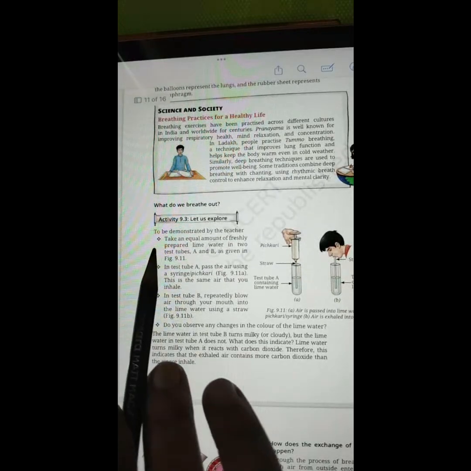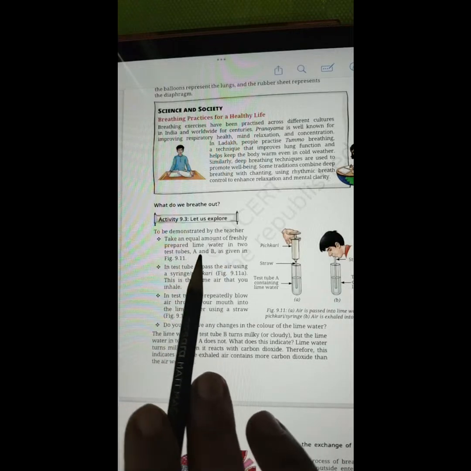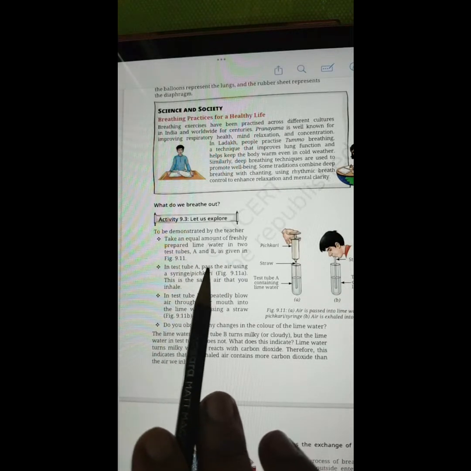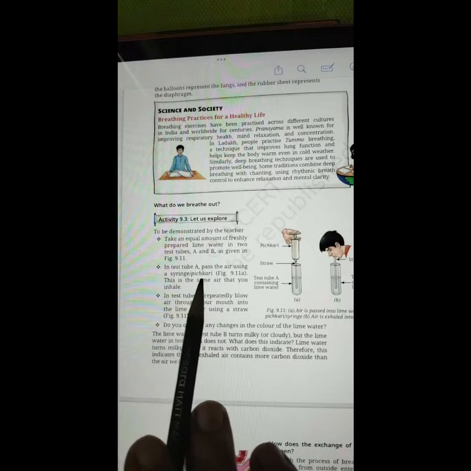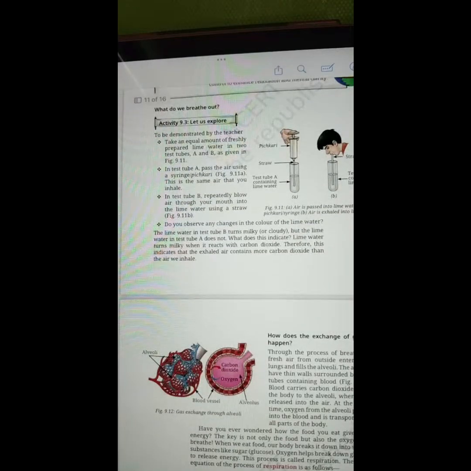Activity 9.3 to be demonstrated by the teacher. Take an equal amount of freshly prepared lime water in the two test tubes A and B. In test tube A, pass the air using the syringe or pichkari. This is the same air that you inhale. In test tube B, blow air through your mouth into the lime water using a straw. Do you observe any changes in the color of the lime water?